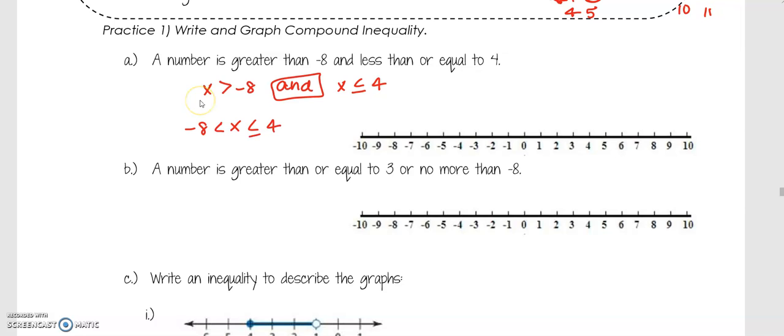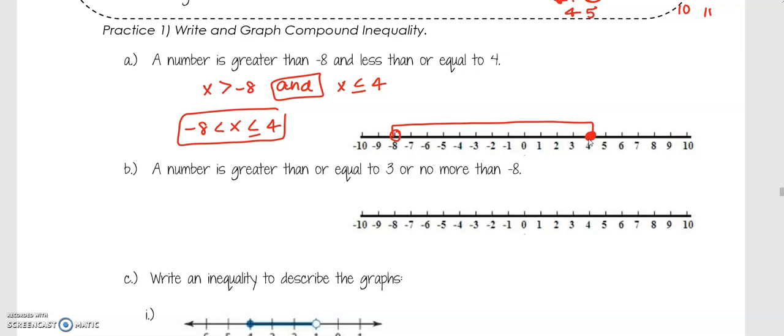Because x is greater than -8, this is true: x is greater than -8 and less than or equal to 4. And then once I put this on the graph, I'll have an open circle on -8, a closed circle on 4, and then it's an "and" statement, so everything between them is true. Let's check out the next one.